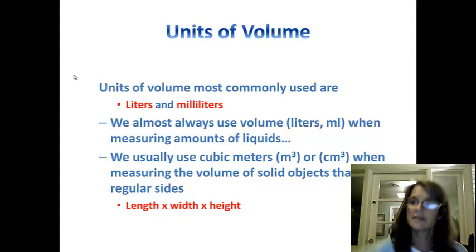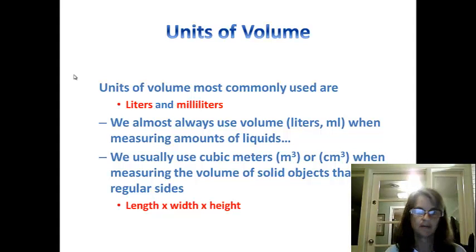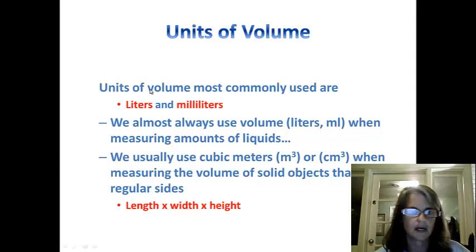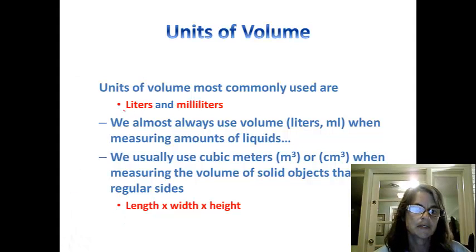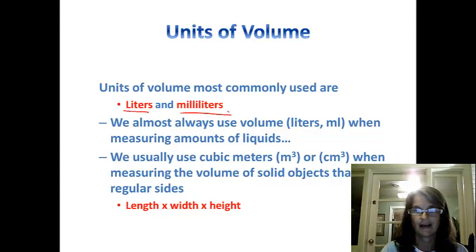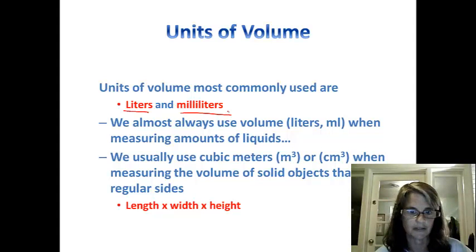Okay, the units we use in volume are almost always liters and milliliters. We think of these as typically used with liquids, but you can use them with solids if you're taking a volume measurement, but normally we use other units for solids.